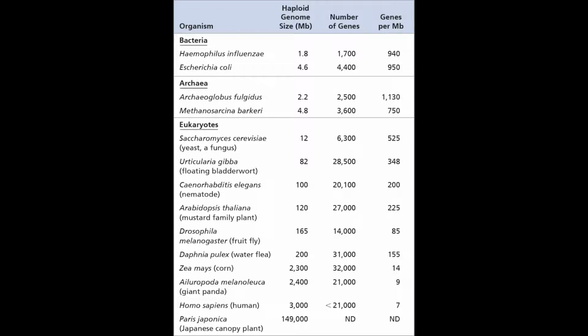Besides telling whether or not something is a part of a certain domain, that comparison of genome sizes doesn't really reveal any relationship between the genome size and the organism's phenotype.